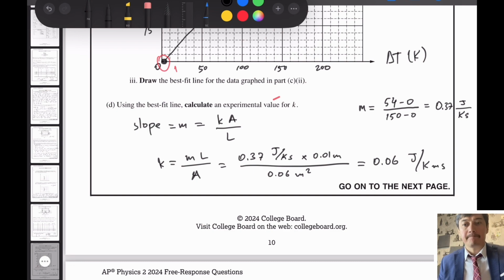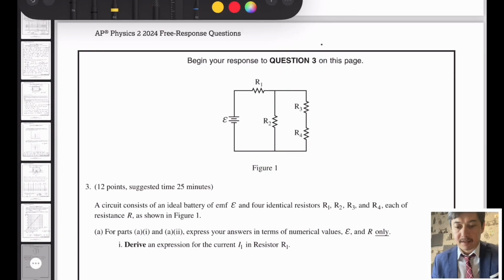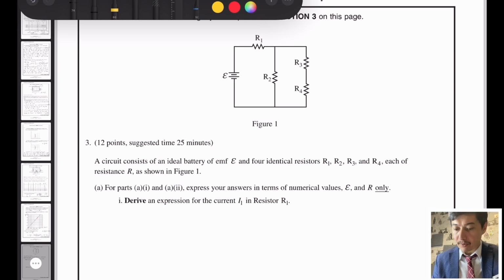joule over Kelvin meter second. Alright, this is AP Physics 2 2024 free response questions, the third problem. This is a circuit problem. A circuit consists of an ideal battery of EMF epsilon and 4 identical resistors R1, R2, R3 and R4, each of resistance R, as shown in figure 1.